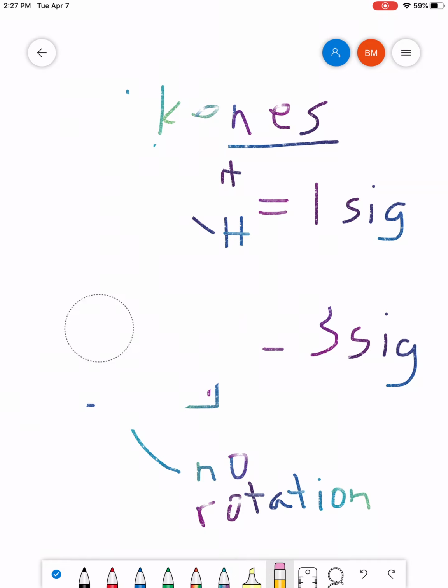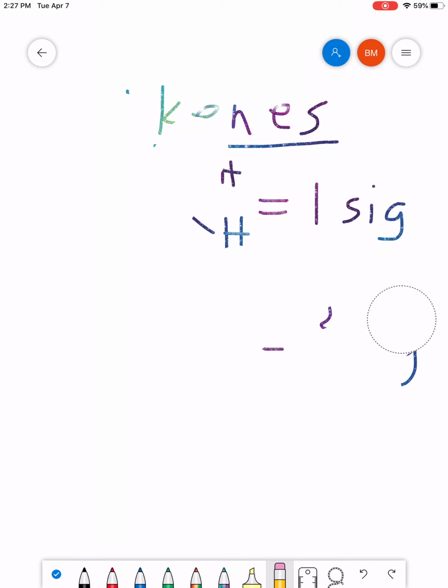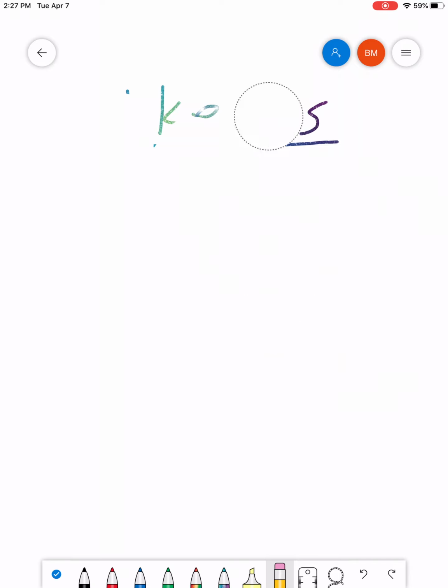Let's try another one. I could change it up a little bit. Again.